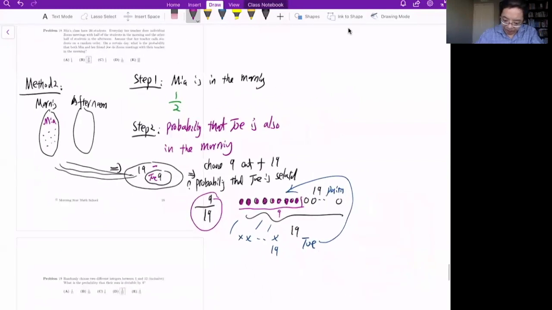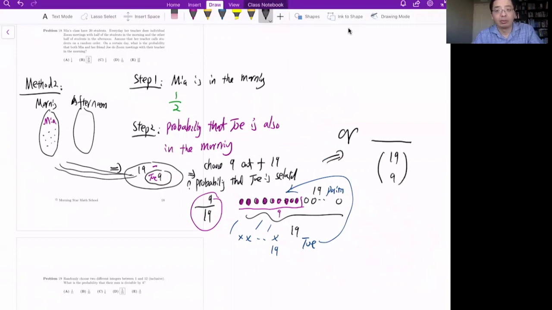Of course, you can also go with combinatorics. If you say, okay, I am still not convinced about this, then you can go with the combinatorial approach. Combinatorial means you have 19, you choose 9, right?